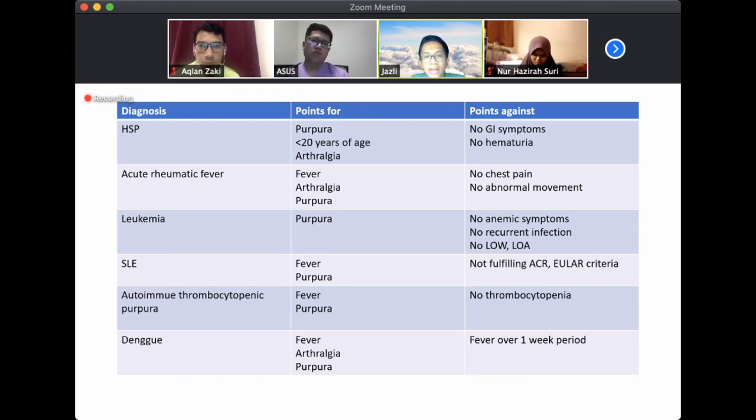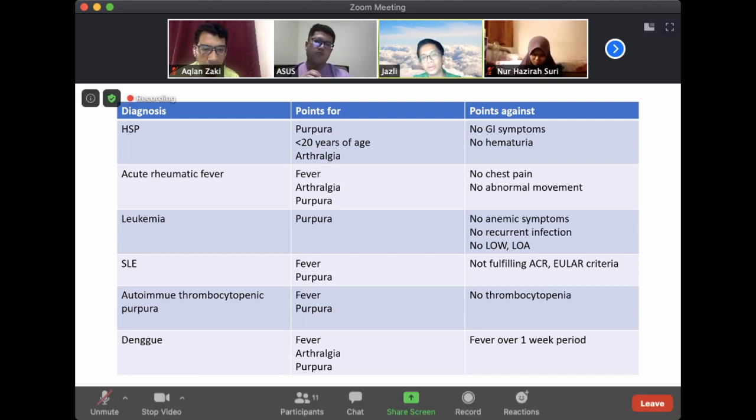And lastly, it could be dengue because the patient has fever, arthralgia, and purpura, but it's less likely because the fever was presented 1 week ago.